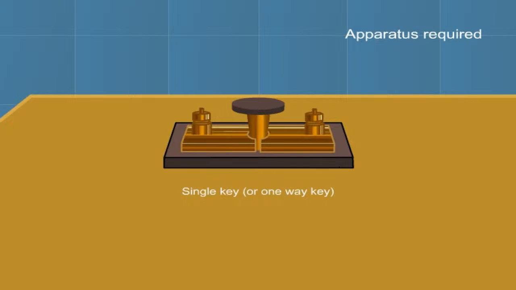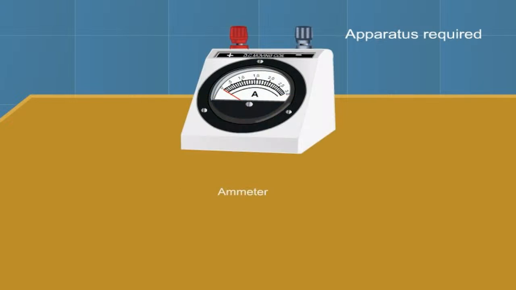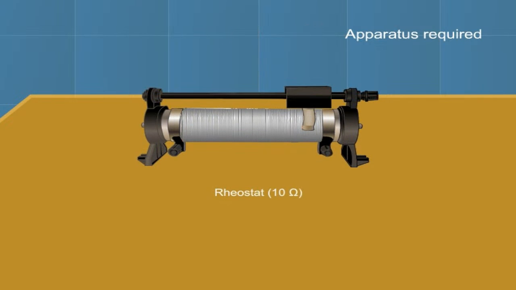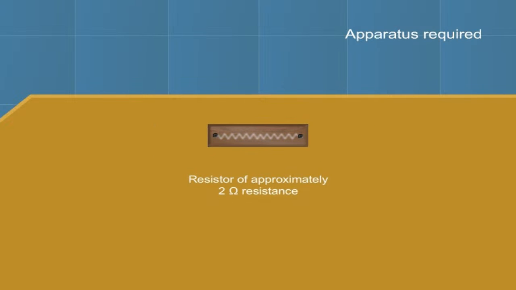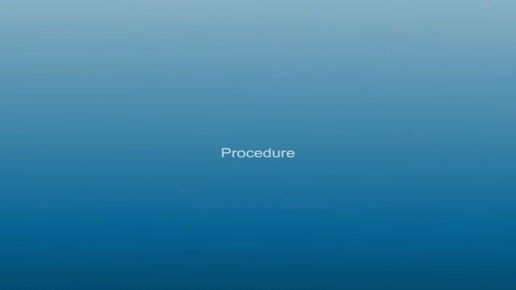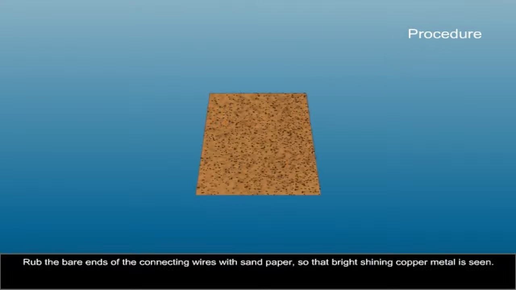Single key or one-way key. Ammeter. Voltmeter. Rheostat, 10 ohm. Resistor of approximately 2 ohm resistance. Sandpaper. Procedure. Rub the bare ends of the connecting wires with sandpaper so that bright shining copper metal is seen.